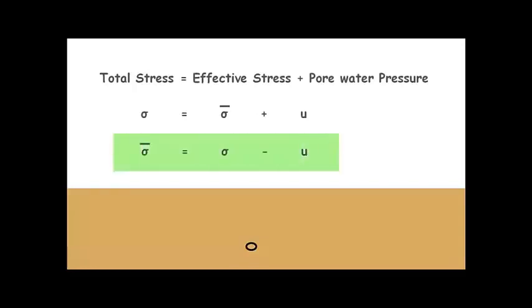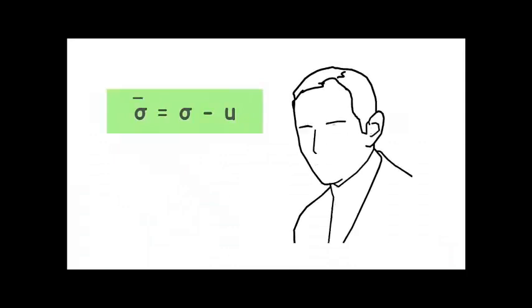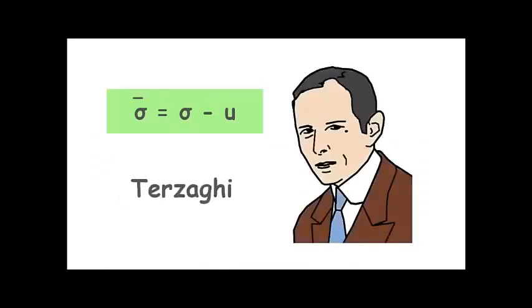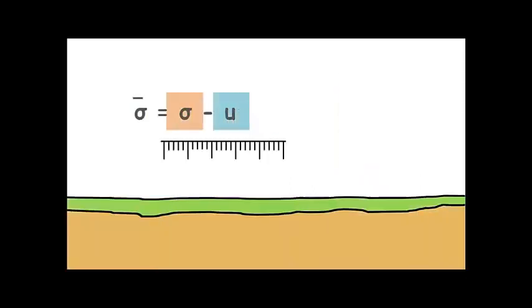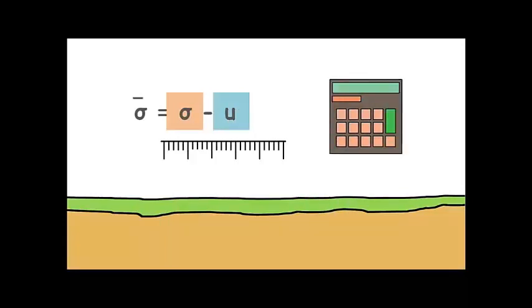We know the total stress at any point within the soil mass can be written as this. From this, we can write the expression for effective stress. This relationship was proposed by Terzaghi in 1936. As both total stress and pore water pressure can actually be measured in the field, we can also calculate the effective stress. Let us consider a soil mass and try to find out the effective stress at some point below the ground at depth capital H.